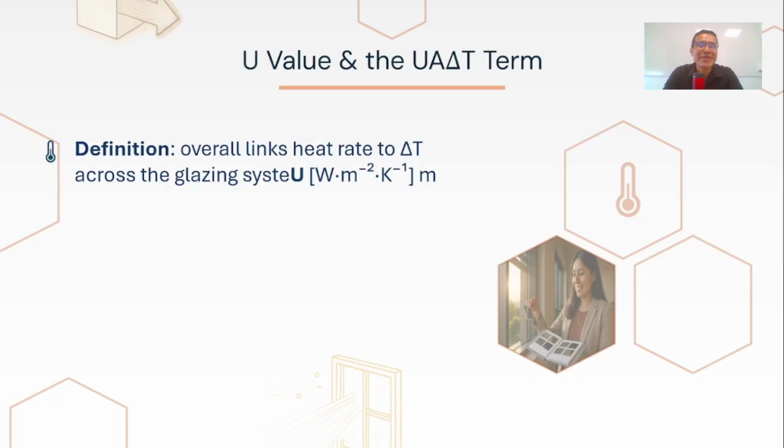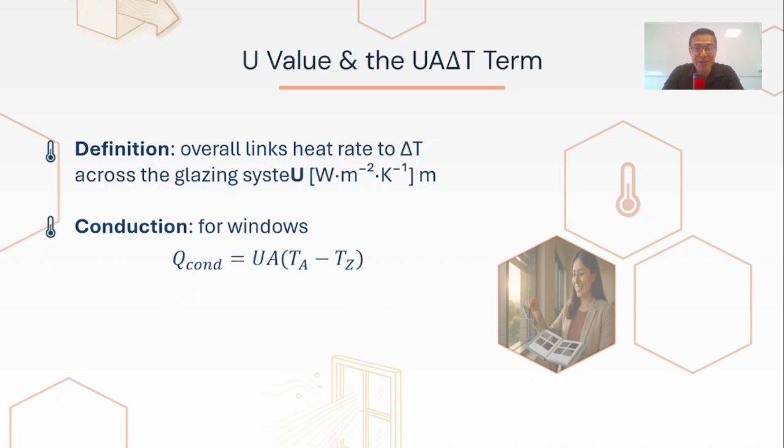Measuring watts per square meter per Kelvin. That represents the entire window system, from the glass panes and the gas between them to the frame itself. This allows us to treat a complex window as a single unit when we are calculating heat flow. We use the UA delta T term to calculate the total heat moving through the window due to a temperature difference. So how does this work?